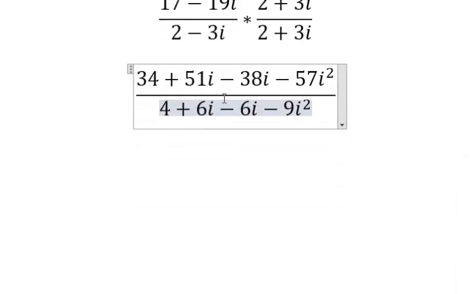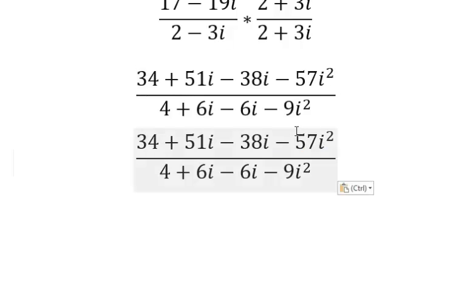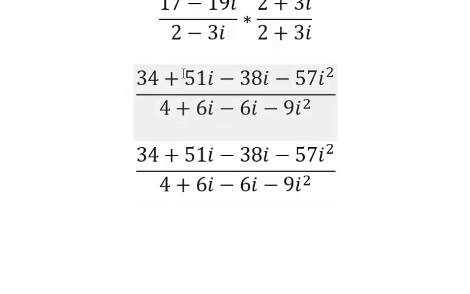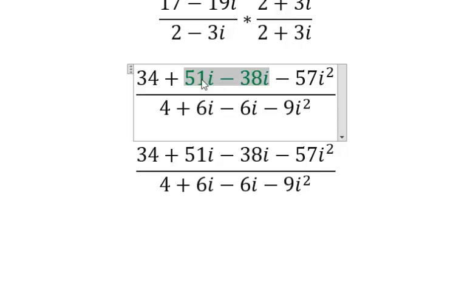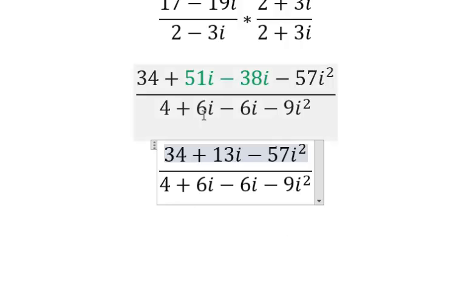Here we go. Now, we're going to simplify like terms up and down. So we're going to copy this, but we're going to simplify the like terms. I can subtract the 51 and the 38. So 51i minus 38i will be 13i. And 6i minus 6i, that's 0, so basically it disappears. We cancel them. Goodbye.